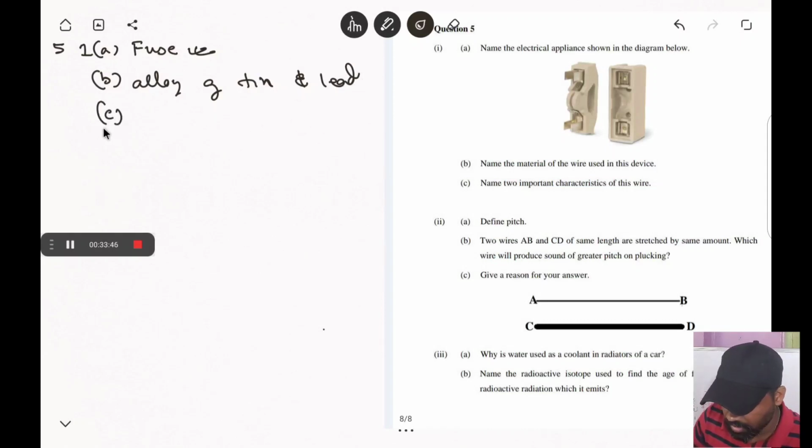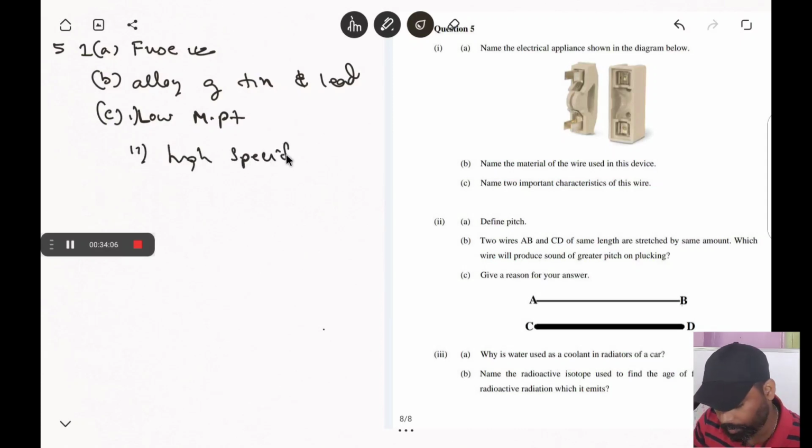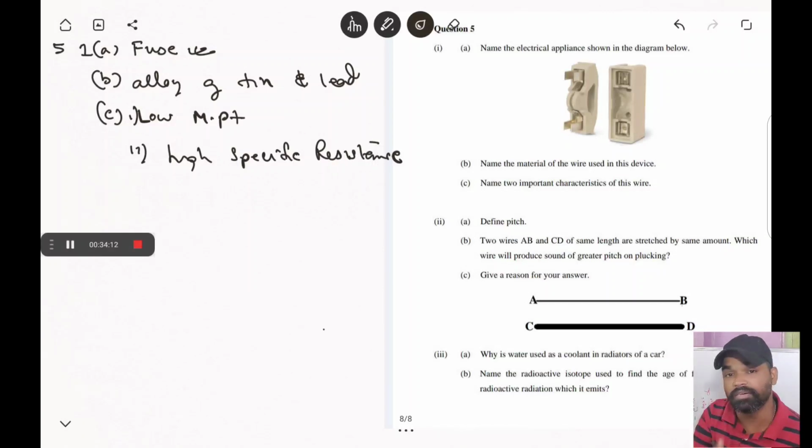Number C. Name 2 important characteristics of this wire. It has a low melting point. That is why, if more current passes, what happens? Due to the heating effect, it melts very fast. Low melting point is number 1. And there's one more. It has high specific resistance. These 2 are the characteristics of the wire used in the fuse.